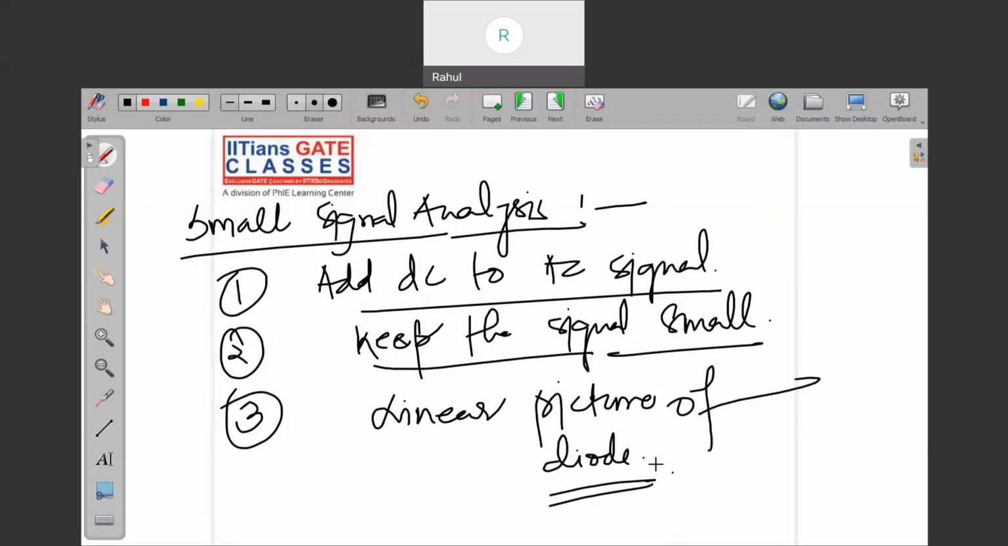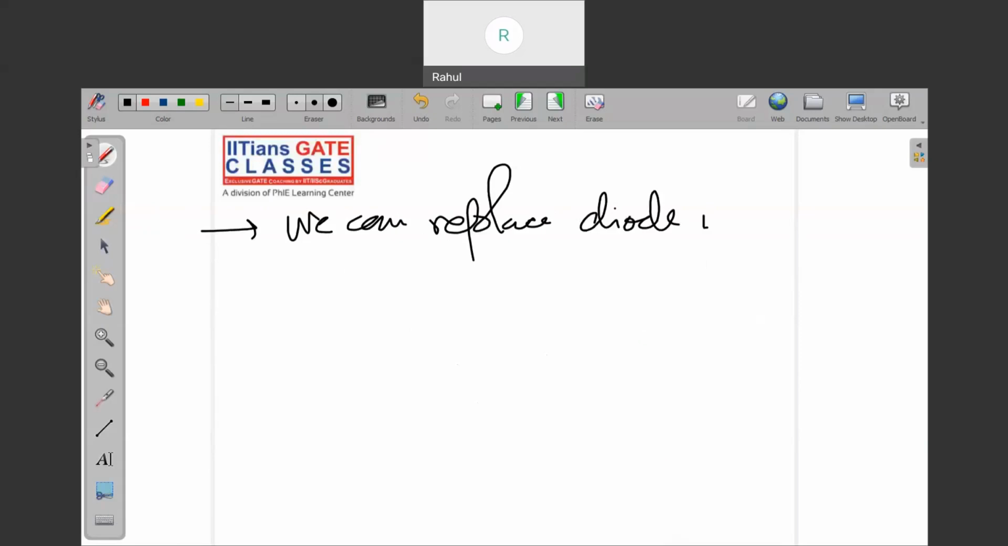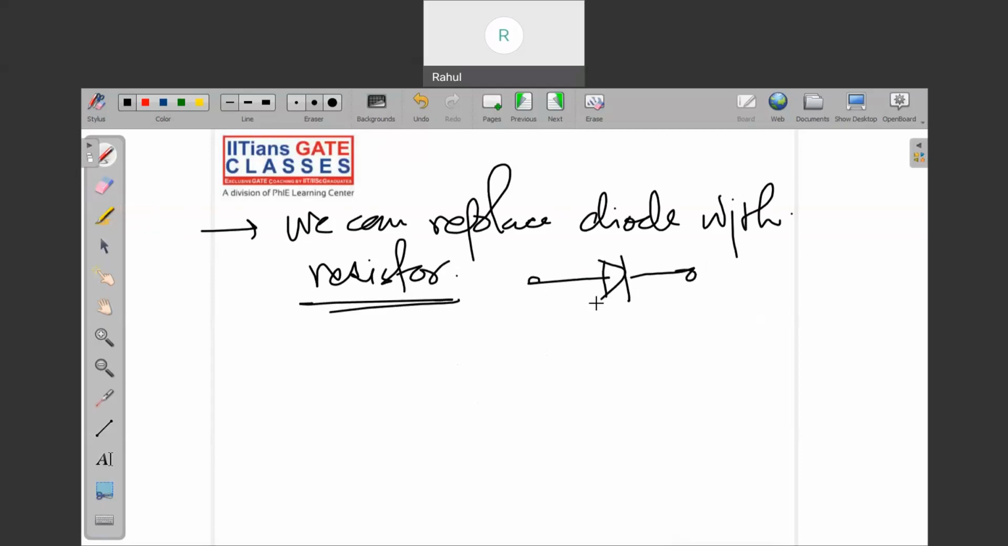So we can replace the diode with a resistor. Your diode journey will start from non-linear and it will become a resistance. You have to keep this in mind. In general, what is the value of this R? We have to find out.